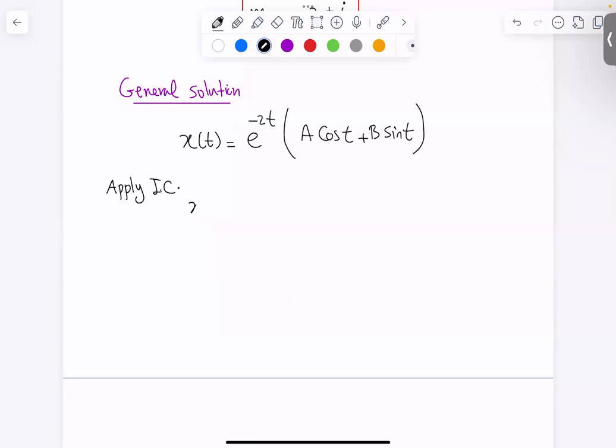So the first initial condition says x at 0 has to be equal to 0, right? So if we plug in 0, we get e to the 0, which is 1, times a cosine of 0, again 1, plus b sine 0, which is 0, right? So this has to be equal to 0. This term will be 1, this will be 1, and that gives us that a has to be 0.